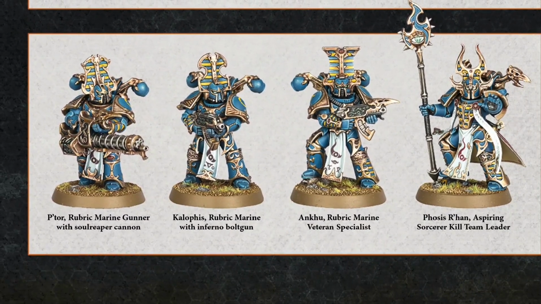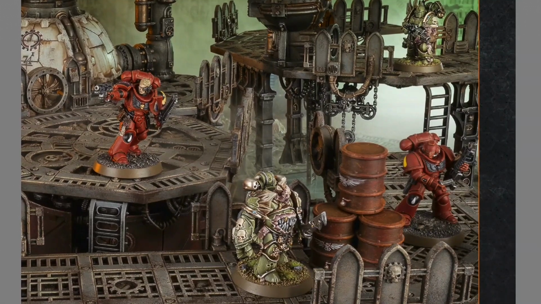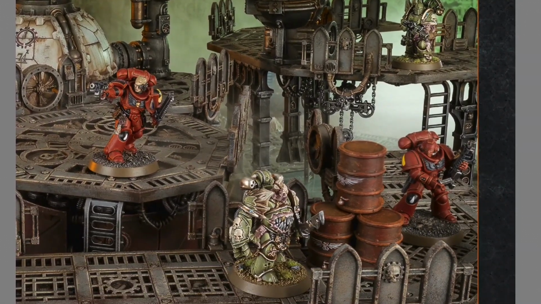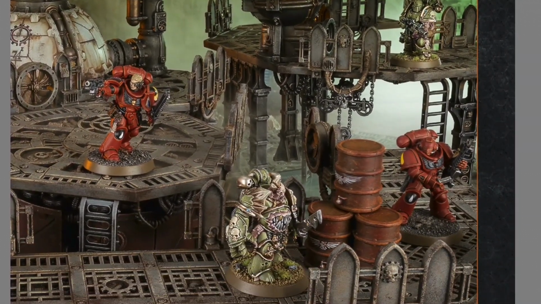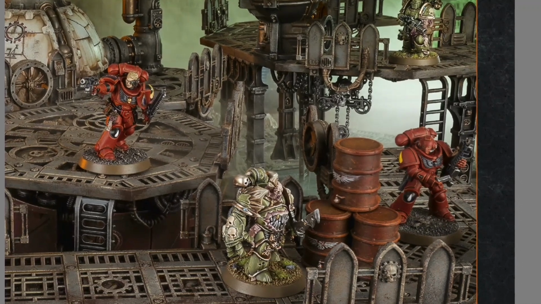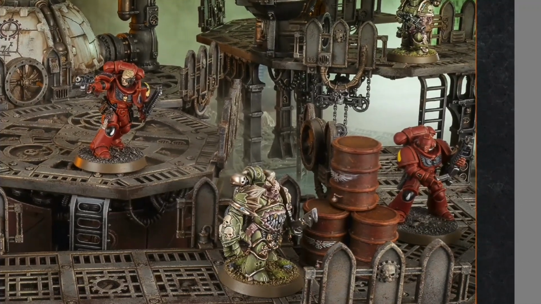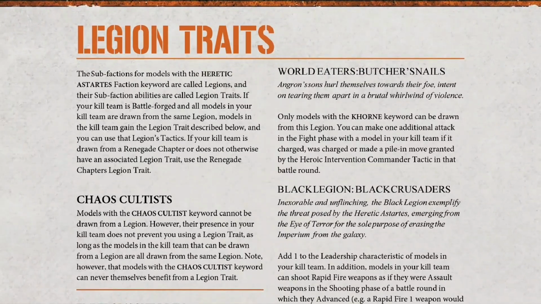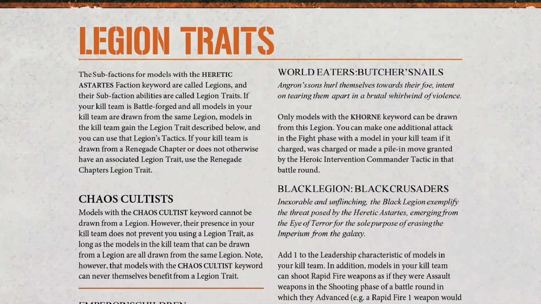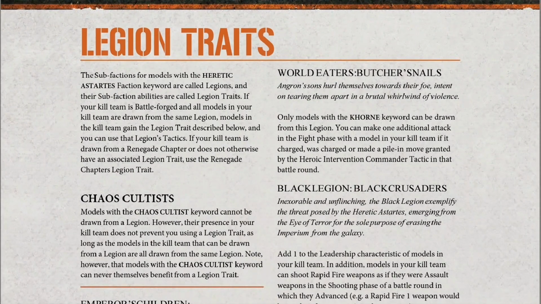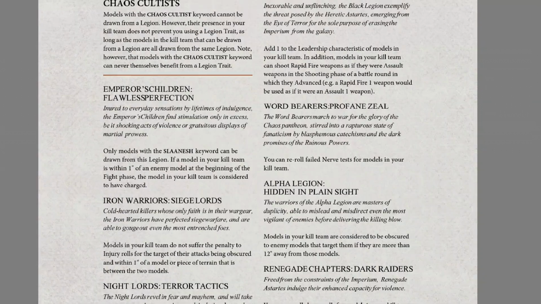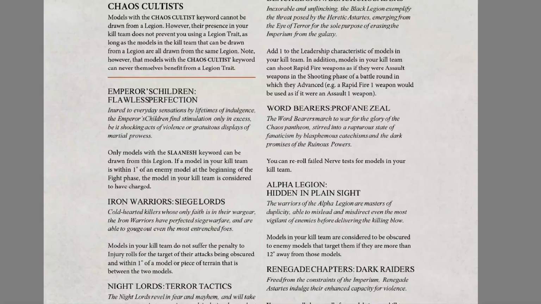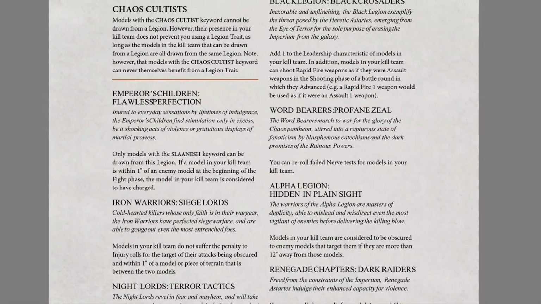Night Lords, Terror Tactics. The Night Lords revel in fear and mayhem and will take apart an opposing army piecemeal, isolating the weakest enemies so that their confused cries can be savoured. When an opponent takes a nerve test for a model of their kill team, they must add 1 to the test for each of your models, other than shaken models, that is within 3 inches of that model.